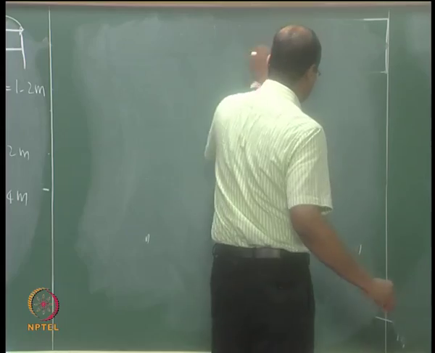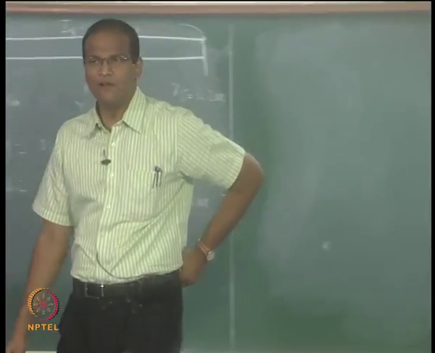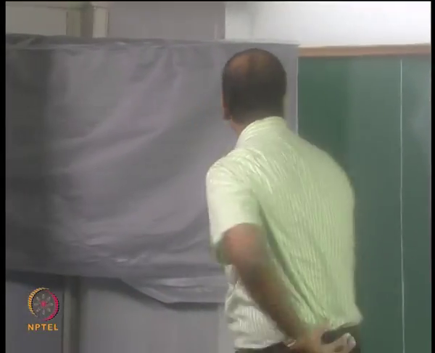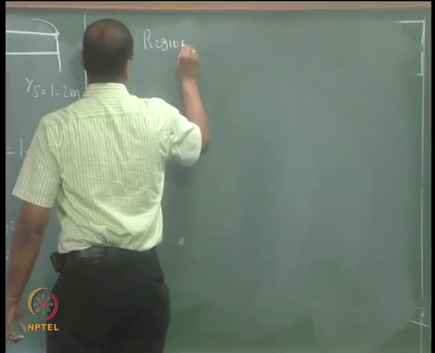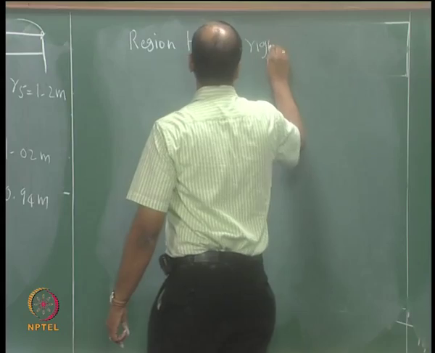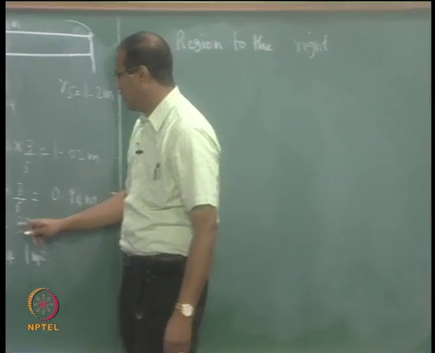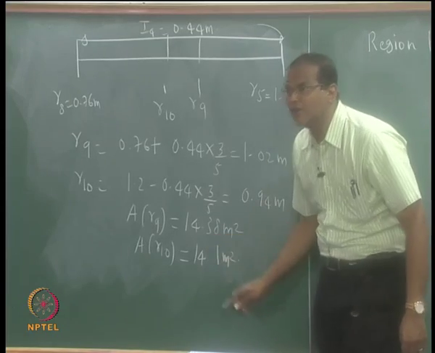How many have we done so far? 6. 6 evaluations, only one more. Okay. So region to the right of, I hope all of you are able to follow. Why am I removing region to the right of R9? Because 14.38 is more than 14.1. We are solving a minimization problem.